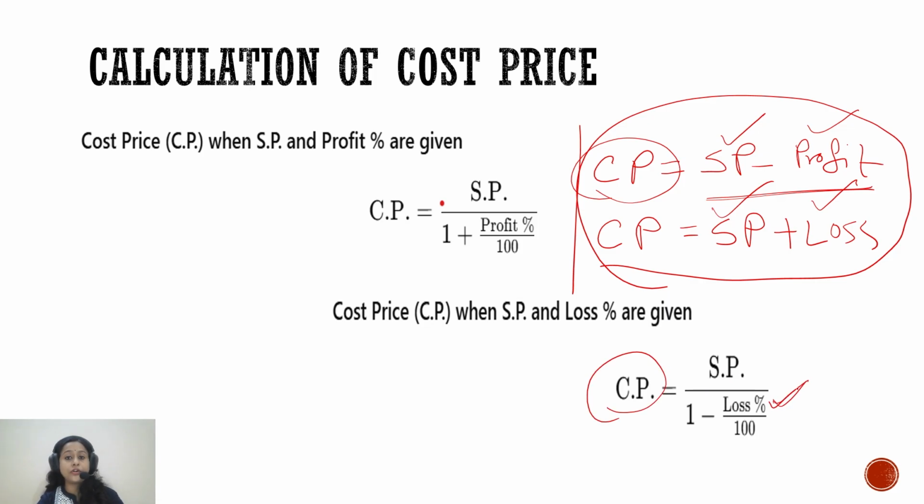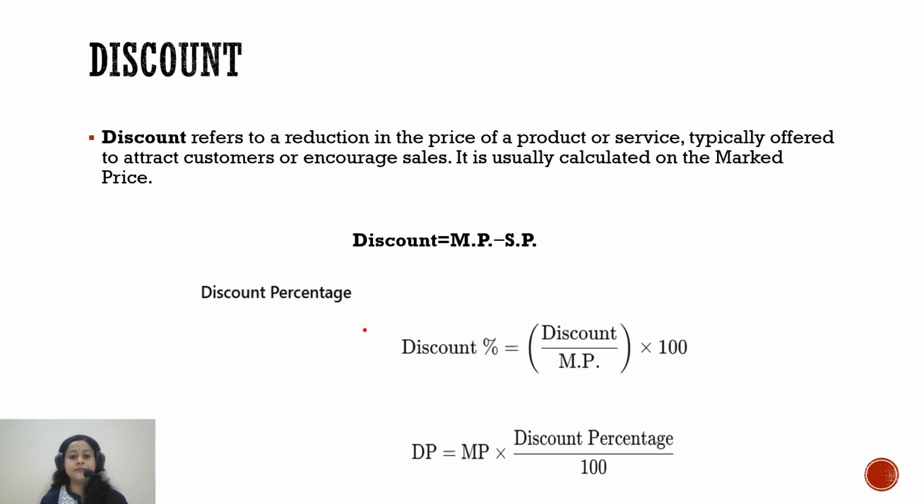Same in case of loss. If loss is given in percentage format, then cost price will be selling price by 1 minus loss percentage, and since it is a percentage, you have to divide it by 100. So these are the two formulas for calculating cost price if profit percentage or loss percentage is given.